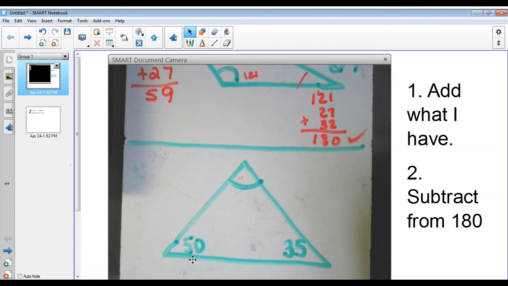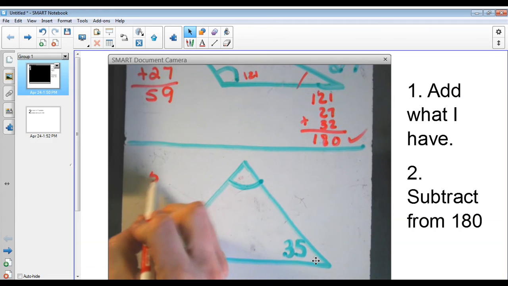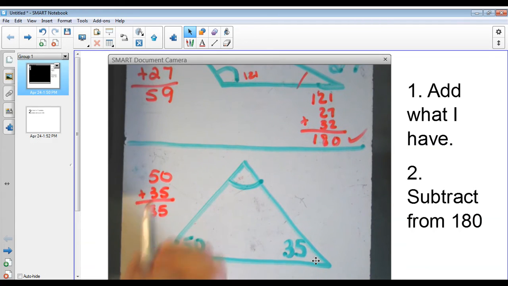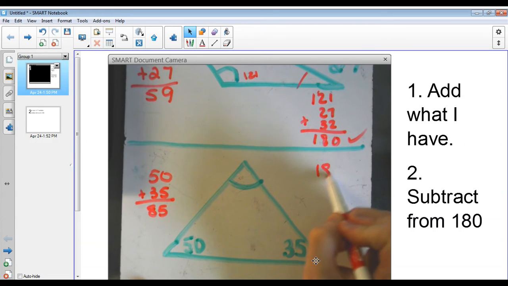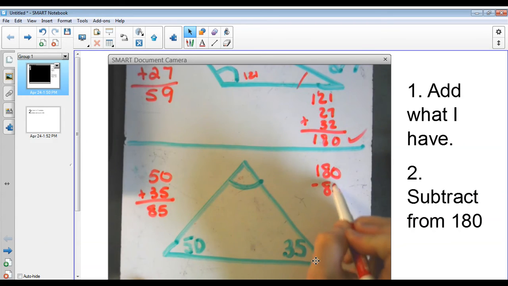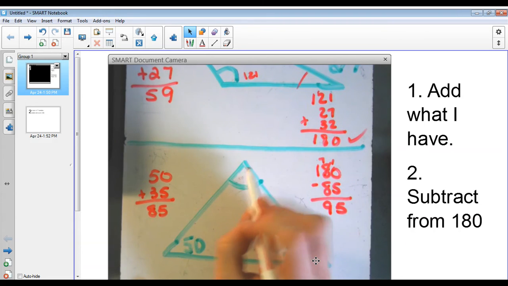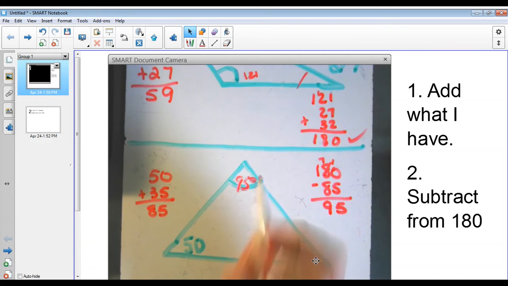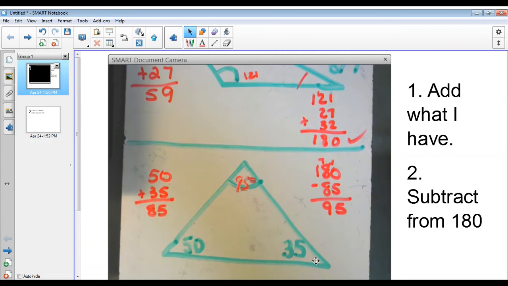So I have a 50-degree angle over here and a 35-degree angle over here. So I have 50 plus 35 equals 85. And when I subtract from 180, I'm going to find out that I have 17 minus 8 is 9. This is a 95-degree angle over here. So this is not a right triangle.